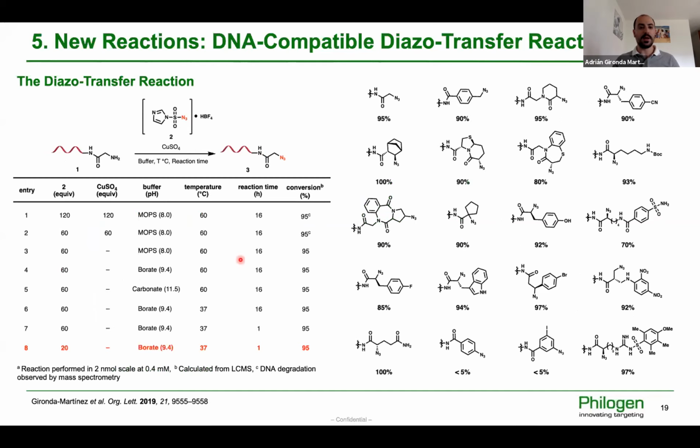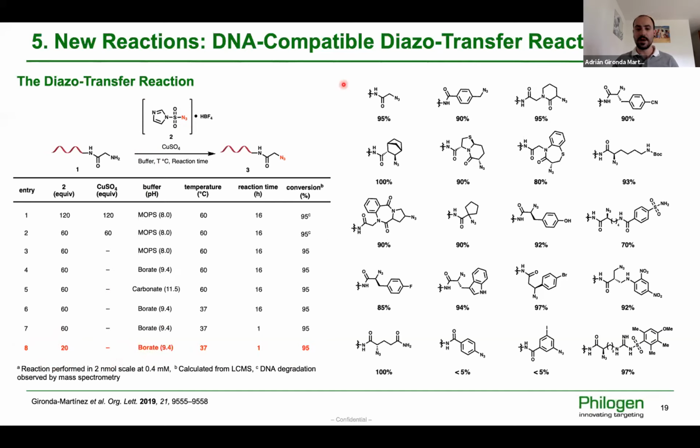So we performed an extensive reaction development campaign in which we basically used as a model substrate just a typical glycine. And we changed the buffer systems, temperature, reaction time, equivalents of the diazotransfer reagent, in this case, this one that you can see on the slide, and also the use of copper as a catalyst. As you can see, after an extensive optimization campaign, we reached our best conditions using borate buffer at pH 9.4, 37 degrees for 1 hour, and using only 20 equivalents of the diazotransfer reagent and without the need of using a copper catalyst.